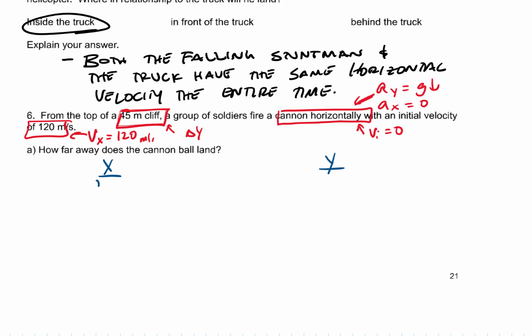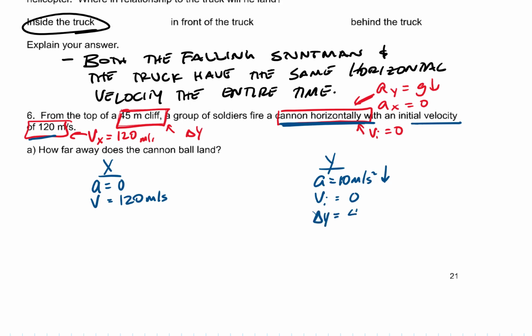So in the x direction, I know that the acceleration is 0. I know that my velocity in the x direction is 120 meters per second because it says it's fired horizontally, and so whatever initial velocity I have is all pointed in the x direction. And that's all I know in the x direction. In the y direction, I know the acceleration is 10 meters per second squared down. I know the initial velocity in the y direction is 0, and I know that my delta y is 45 meters down. So for these problems, the first step is always, unless it's given, find the time.